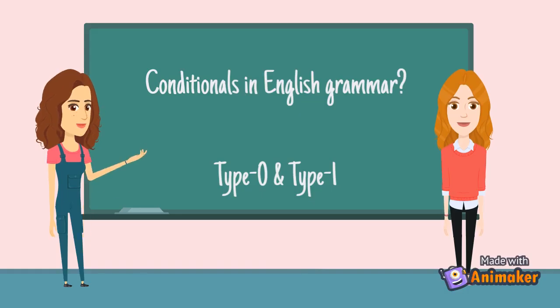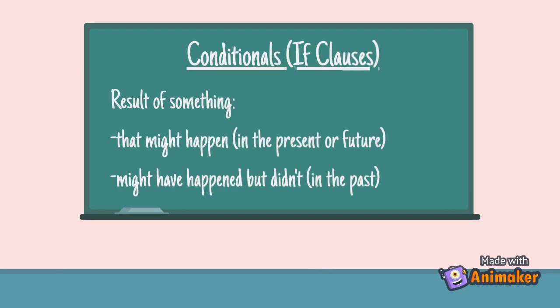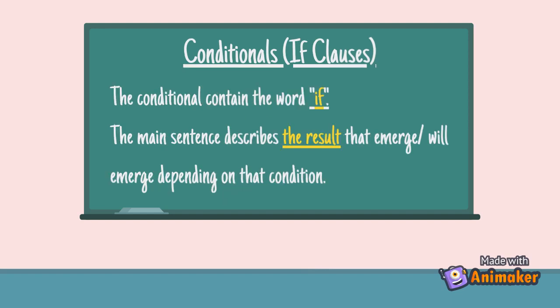Hi everyone, what are conditionals in English grammar? Today we will learn how, when, and where to use type 0 and type 1 conditionals. Sometimes we call them if clauses. They describe the result of something that might happen in the present or future, or might have happened but didn't in the past. Conditional sentences are used when an event or situation depends on another situation or event to happen.